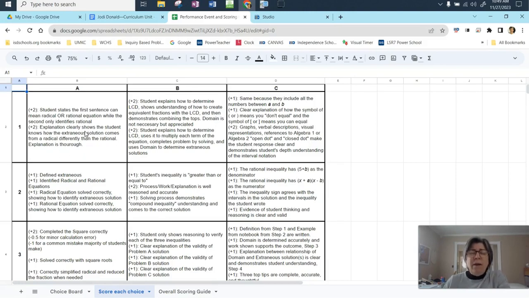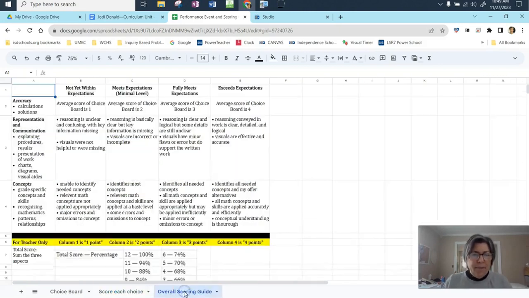It also requires me to really look at and pay attention to the evidence the student is providing, instead of just saying, oh, they're right or they're wrong. And not allowing for wiggle room with 0.5s. Boy, that is hard. But it really requires me to look at the evidence they provide. Now, the overall scoring guide here is the rubric that the students will get.